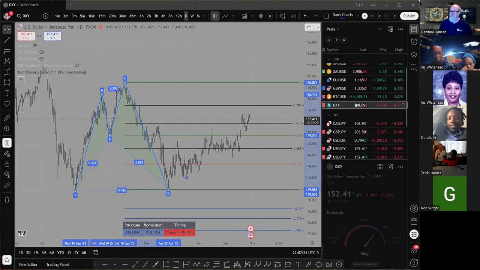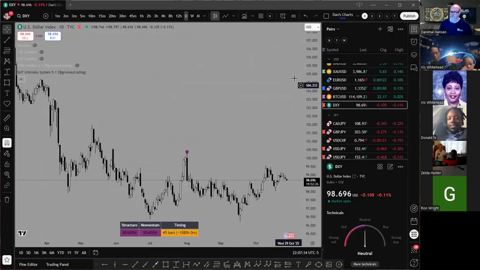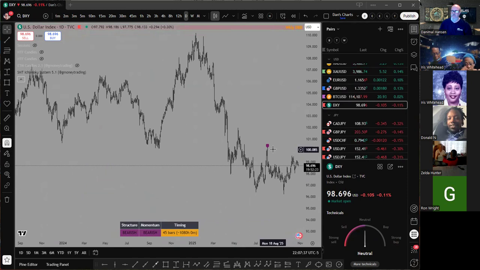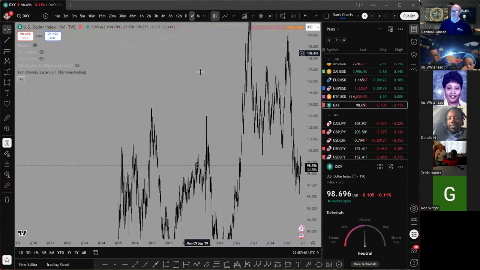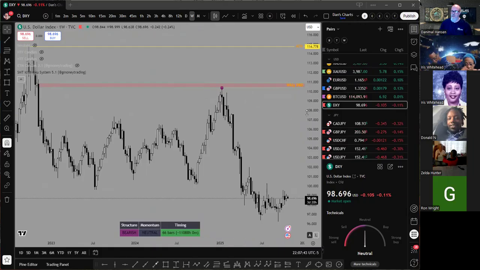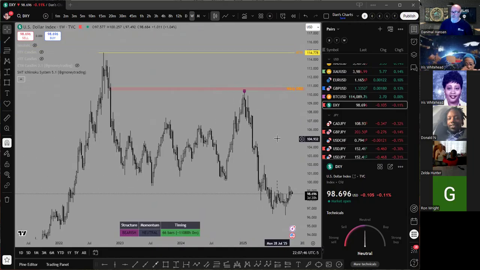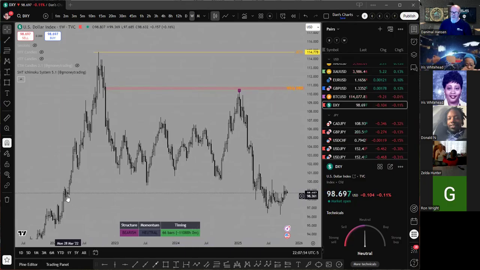Where's our Dixie? Oh, and it is neutral. Look at how poorly our weekly dollar's gone. It's just been dropping, which is good for gold, because when the dollar goes down, gold goes up. But again, the price of the dollar is neutral. It's stuck right here at this rally-base-rally zone. As long as our dollar stays strong, we're good. It'll help out all the currencies.